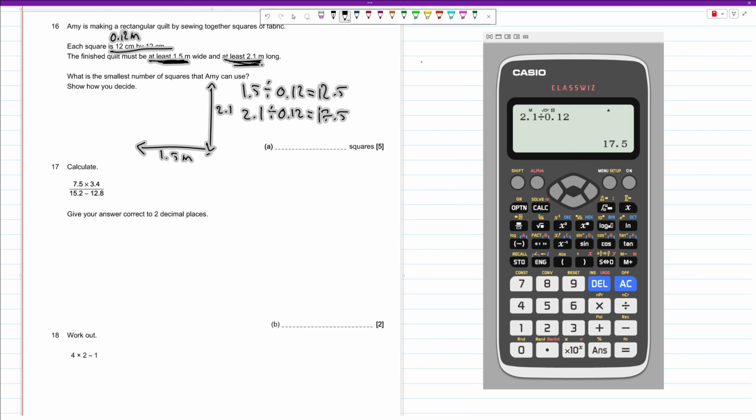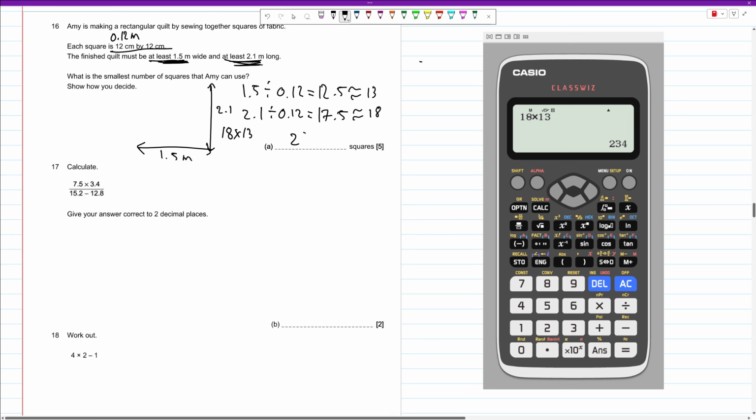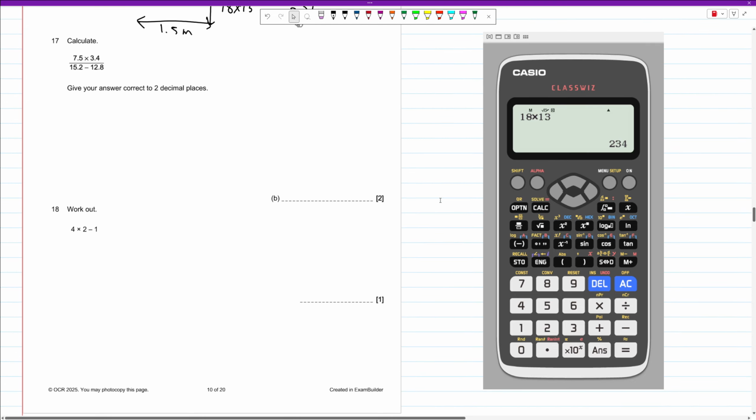So that means that this must change to 13 squares and this must be 18 squares. So now I'm going to times those two together, 18 times 13, and see what my calculator says. 234 squares needed.